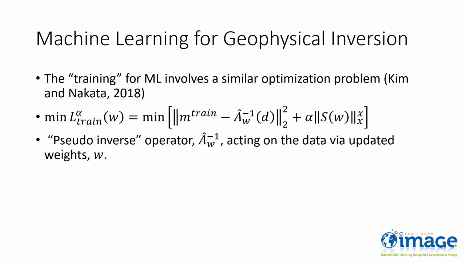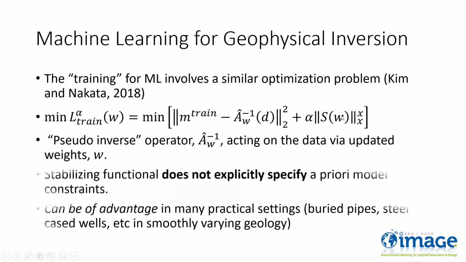Machine learning, on the other hand, uses a similar equation to the Tikhonov parametric functional for training the models, but with one key difference. The stabilizing functional now no longer requires an explicit compliance of model parameters to observe certain pre-existing mathematical relationships. And if we can overcome the computational hurdle associated with machine learning, then this freedom can be a game changer in several geologic settings.